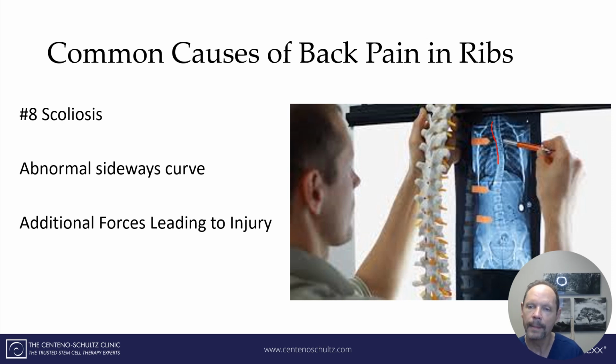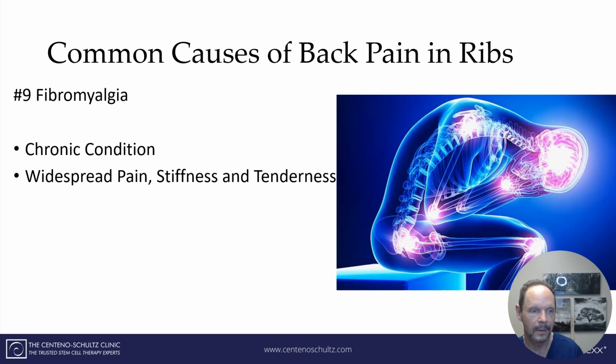And this abnormality in the curve puts a lot of additional forces on both the disc and the facet joints and those 3 joints we talked about in the thoracic spine, the thoracic facet, the costotransverse, and the costovertebral joint, all of which can cause pain. Number 9, fibromyalgia, really a chronic debilitating condition with widespread pain, stiffness, and tenderness.